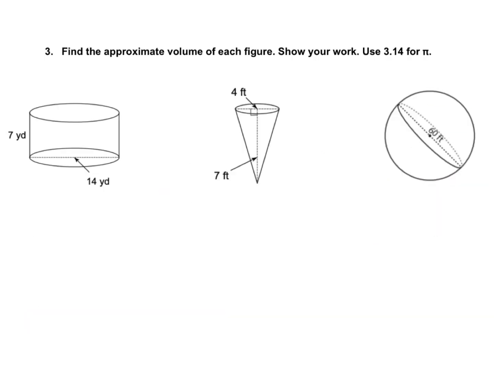Okay, moving on for set 3, or number 3 here, we're going to find the approximate volume of each figure, and this time we're going to use 3.14 for pi. Okay, so again, get in some good habits, write down all of your formulas. So cylinder is pi r squared h.